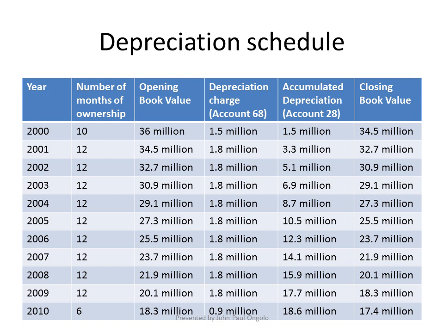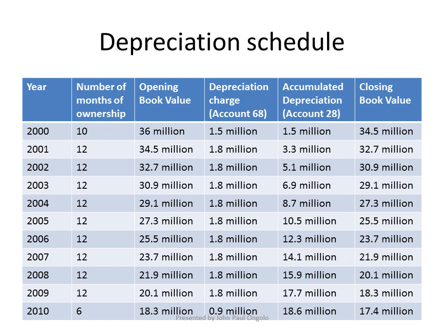As you see from the labelings of the columns, depreciation charge will go to account 68 and accumulated depreciation to account 28. The double entry usually is for us to debit account 68 by the depreciation charge and credit account 28 by the depreciation charge.